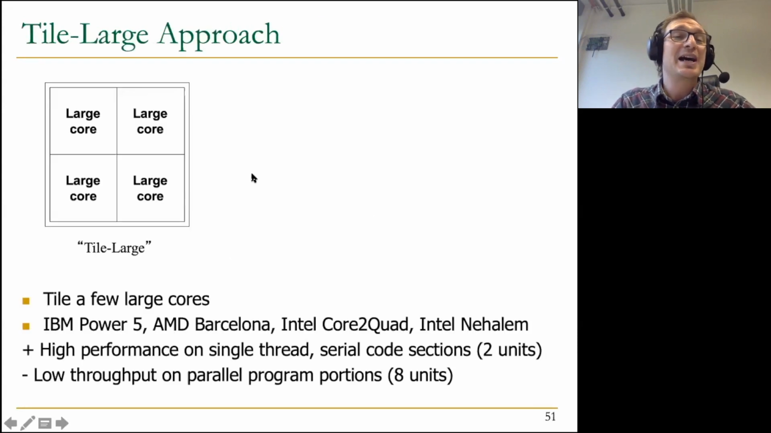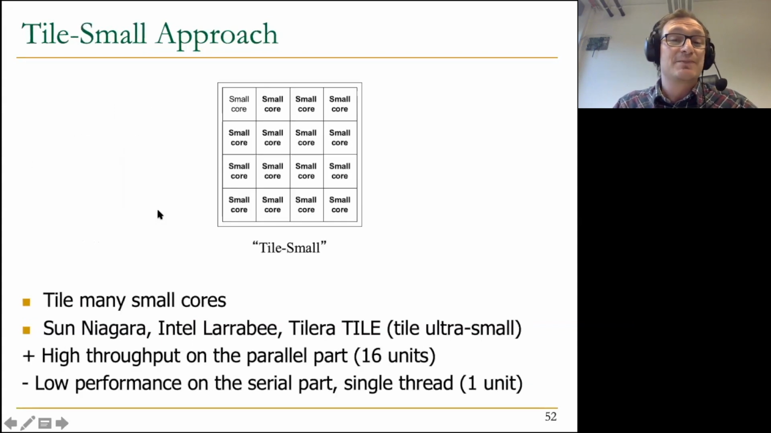The tile-large approach is taken by multiple companies, as you can see: IBM, AMD, Intel. Assuming you have a 16 small-core area budget, you divide it into 4 large cores. You get high performance on single thread serial code sections, basically 2 units of performance as opposed to 1 unit. And unfortunately you get low throughput on parallel program portions, because you have 2 units in each of the large cores and you have 4 of them. That's 8 units.